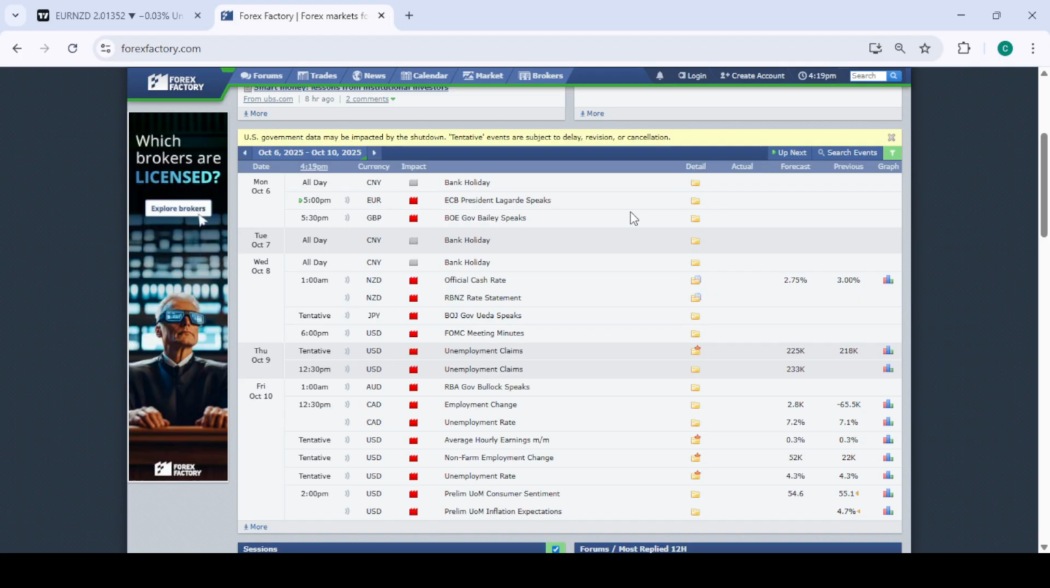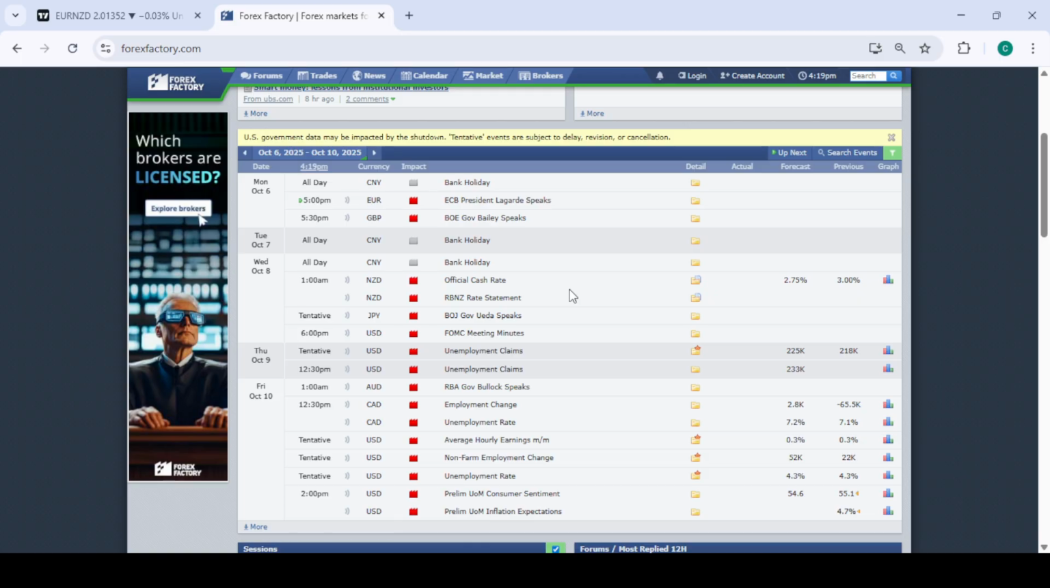So for Monday, we have Chinese bank holiday. We also have the European Central Bank president speaking, and later in the day, we also have the Bank of England's governor speaking. On Tuesday, we still have the Chinese holiday, and on Wednesday as well, Chinese holiday continues, or I think it ends on Wednesday. And on Wednesday, we have NZD's official cash rate, which is a very, very volatile event, so be on the lookout for it. If you're holding any NZD position or you are interested in taking any NZD trade, you have to be on the lookout for this particular news.